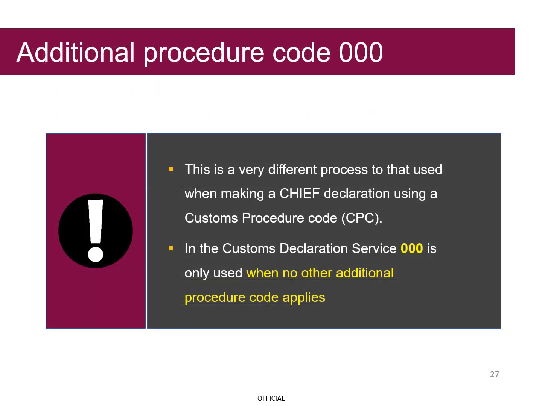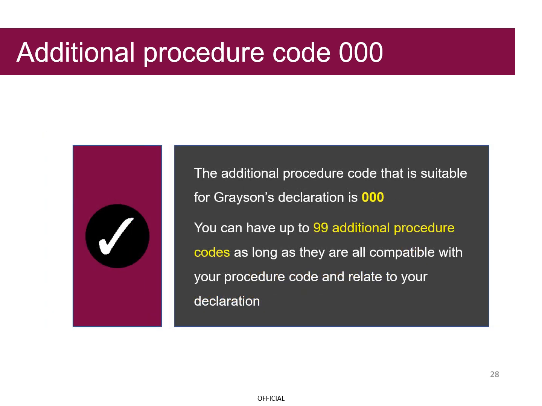Please note that this is a very different process to that used when making a chief declaration using a Customs Procedure Code or CPC. In the Customs Declaration Service, 000 is used as a last resort when no other additional procedure code applies. Therefore, the additional procedure code that is suitable for Grayson's declaration is 000.